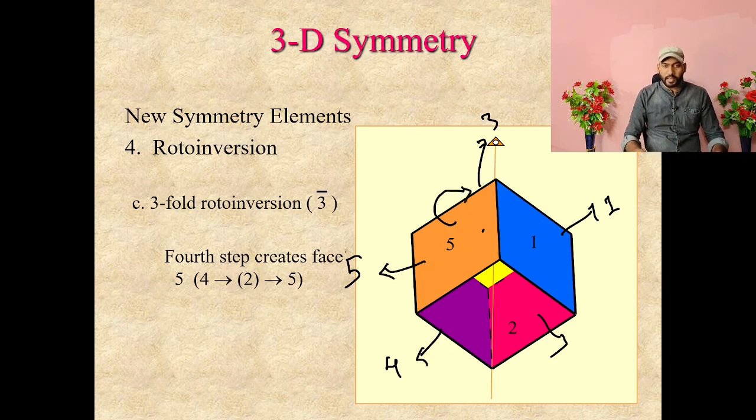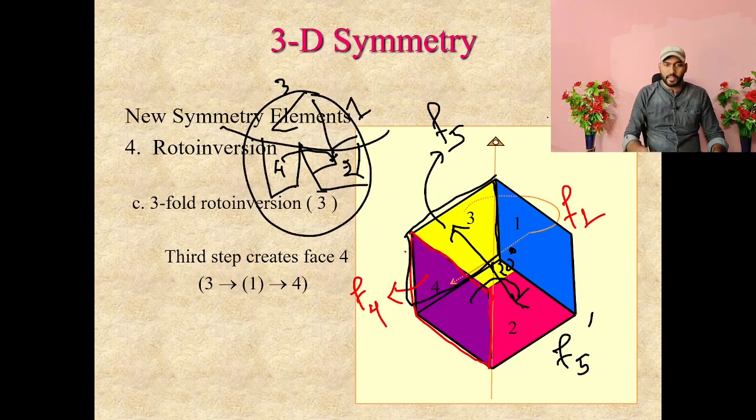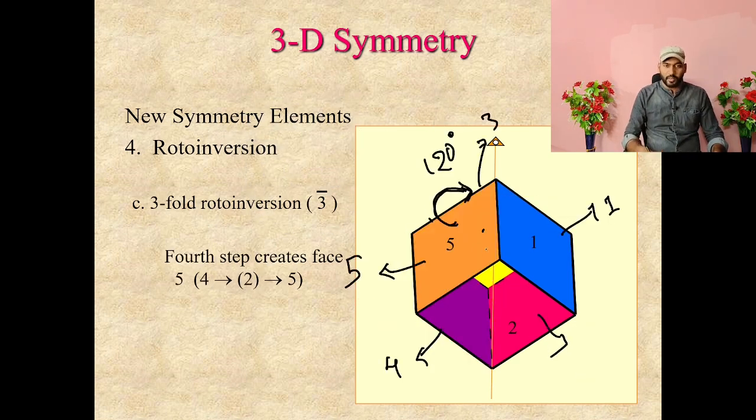Because we have not reached the initial phase, we have to rotate it again. So 5 will rotate 120 degree. It will come to this yellow phase, which is the third phase. It will come to that position and then we have to invert it. So it will come back to this position.